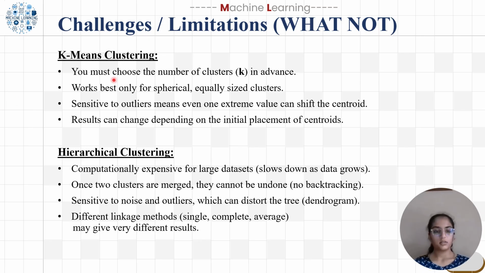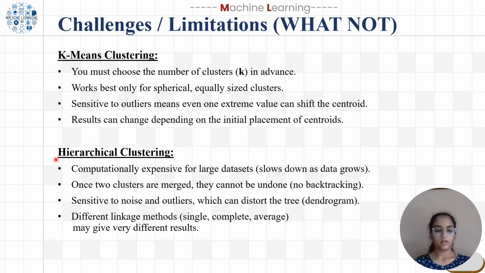K-means clustering has some challenges and limitations. You must choose the number of clusters K in advance. So we have to choose the number of clusters in advance only. After that, it works best only for spherical or equally sized clusters. After that, it is sensitive to outliers, meaning even one extreme value can shift the centroid. After that, results can change depending on the initial placement of the centroids. So your result might vary based on the initial placing of centroids.